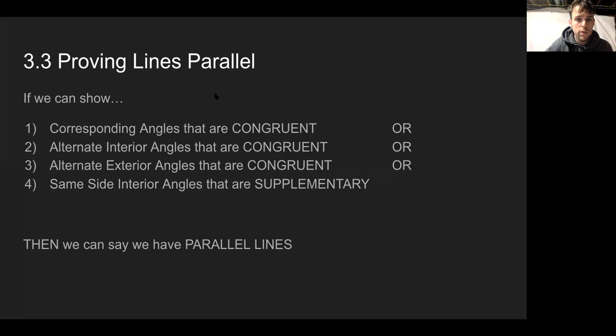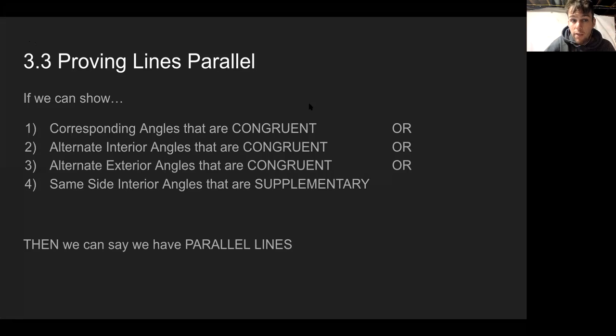All right, the next section we're dealing with is proving that lines are parallel. So kind of like going backwards from what we did with 3.2. In that section, we said, all right, if we have some parallel lines and they're crossed by a transversal, then we have all these theorems that state certain angles are going to be congruent to each other or supplementary to each other based on where they were in our diagram. We're going to go backwards with that.